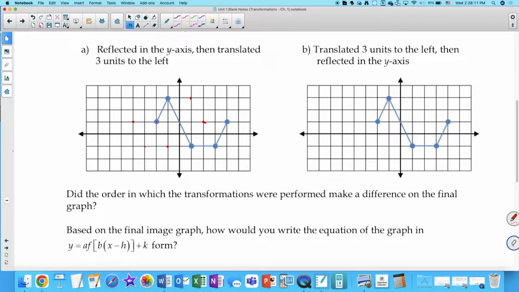And then I have to take that whole thing and move every single point 3 units left. So 1, 2, 3. 1, 2, 3. And maybe I'll make these a little bigger. 1, 2, 3. This one I already moved. Here, let's do this one. 1, 2, 3. 1, 2, 3.